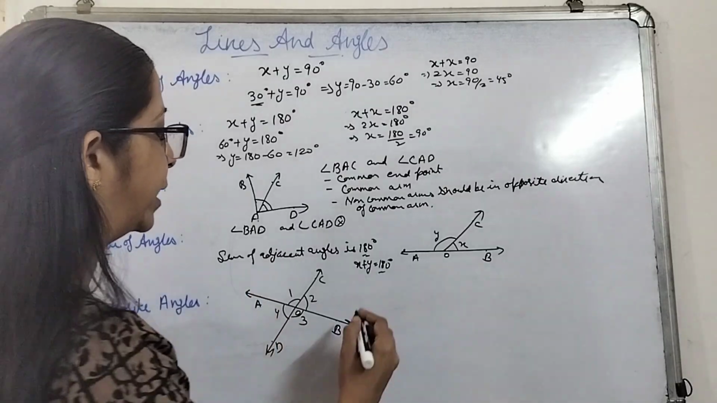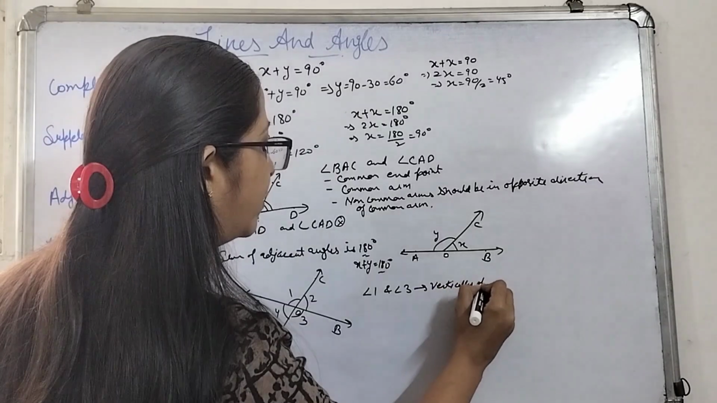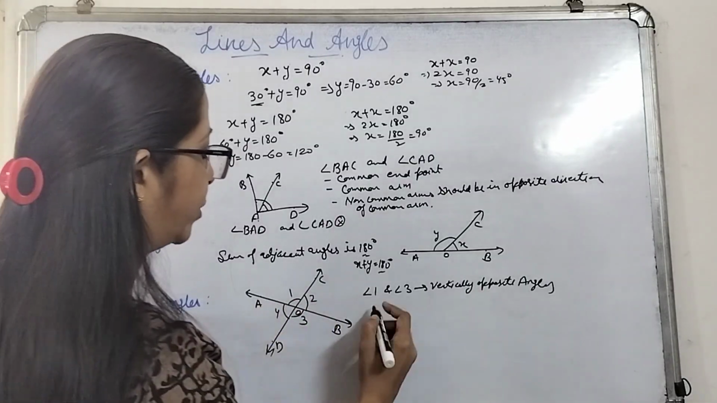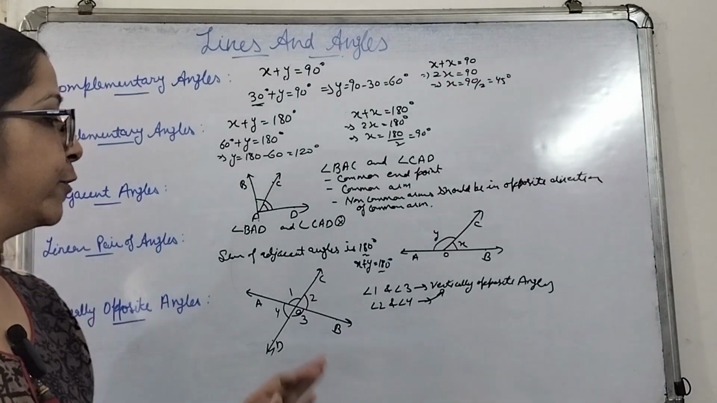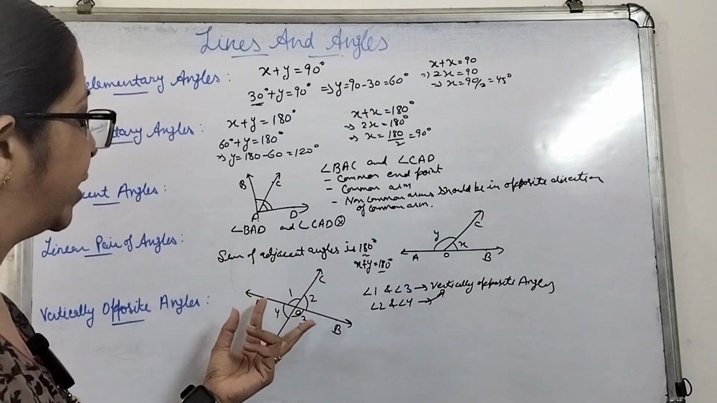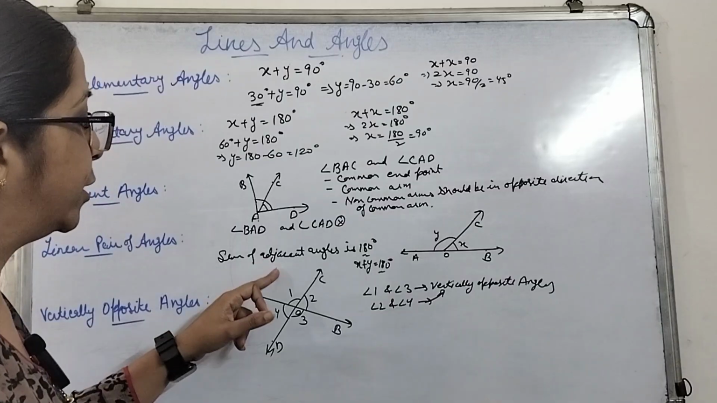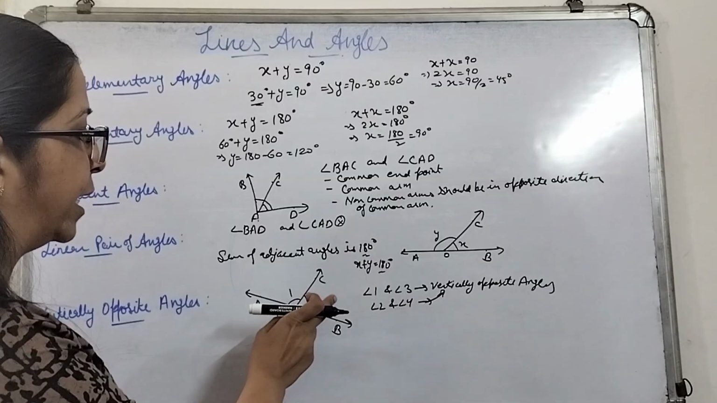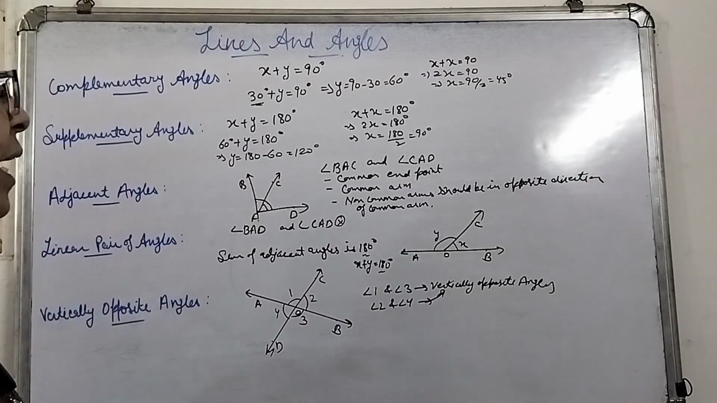So angle 1 and angle 3 will be vertically opposite angles, and angle 2 and angle 4 will also be vertically opposite angles, and vertically opposite angles are equal. That we will be proving in this video only. So if we take two lines which are intersecting each other, suppose at O, then two pairs of vertically opposite angles are formed. Angle 1 is vertically opposite to angle 3 and angle 2 is vertically opposite to angle 4. So this is all about pairs of angles.